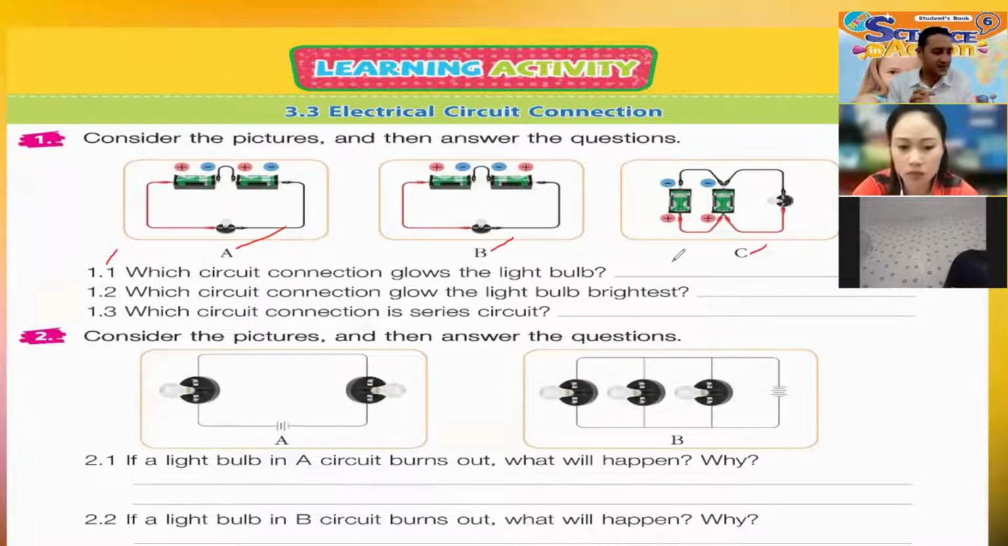Who can answer me? First of all, look at the circuit carefully, right? Look at the connections. In A, the positive and negative are connected. Then in B, you can see positive and negative, and negative have connection, connected with each other. And the other one is the parallel one, C. So what do you think, in these three circuits, which circuit connection will glow the light bulb?